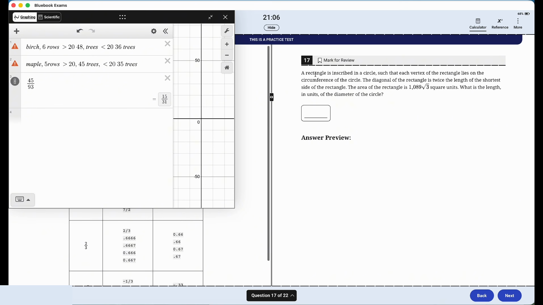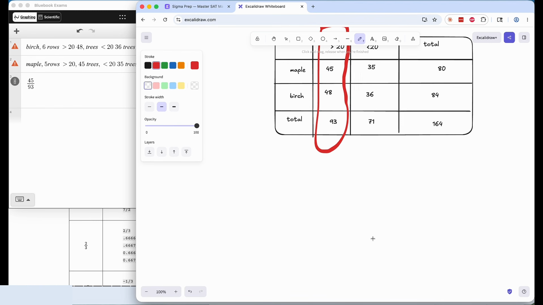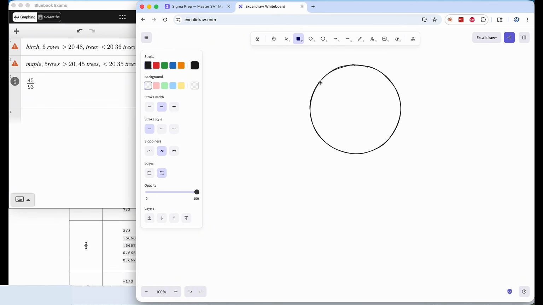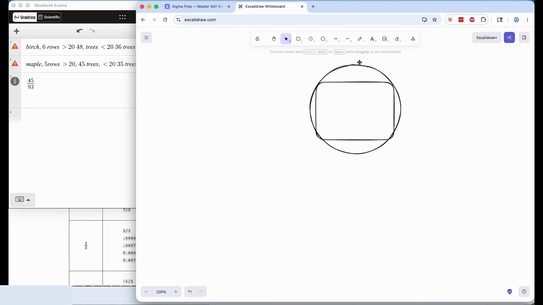Next one, geometry problem. Rectangle is inscribed in a circle. We got to go back to drawing, right? And it says each vertex of the rectangle is on the circle, on the circumference. Diagonal, all right, let me just go sketch this really quick, right? So geometry is a little annoying sometimes because you do have to sketch and things like that. So let's see, here's our circle. Let's throw in a rectangle here if that's possible. Yeah, it looks like that works, something like that.